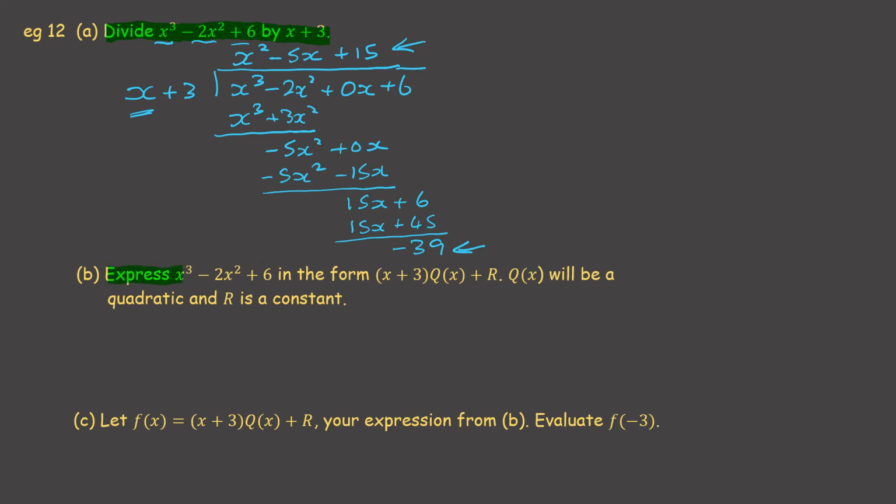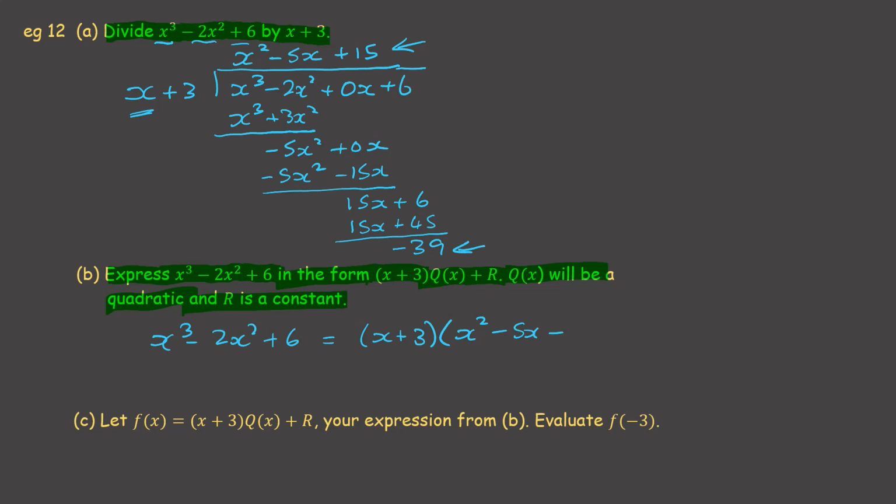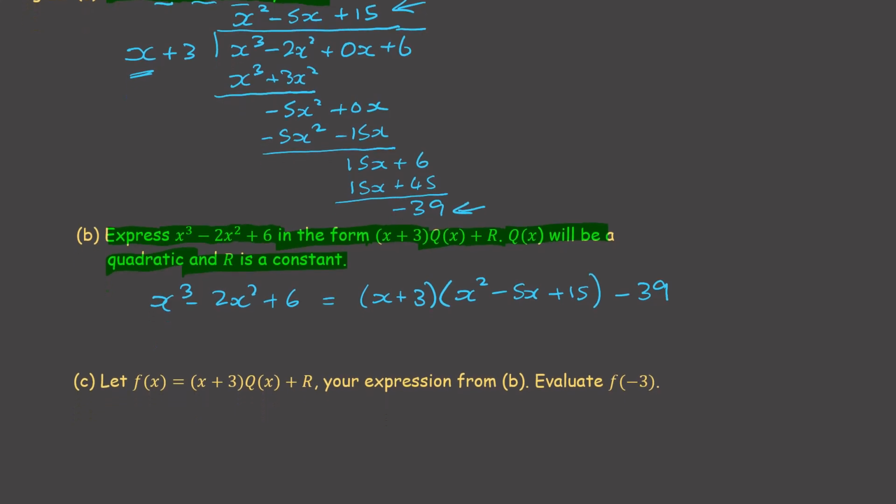Now, we want to express x cubed minus 2x squared plus 6 in the form x plus 3, q of x, plus r. q of x will be a quadratic and r is a constant. We can see that from our working above. So x cubed minus 2x squared plus 6 would be equal to x plus 3, that's the divisor, multiplied by the quotient x squared minus 5x plus 15, take away 39. And so that part is done.